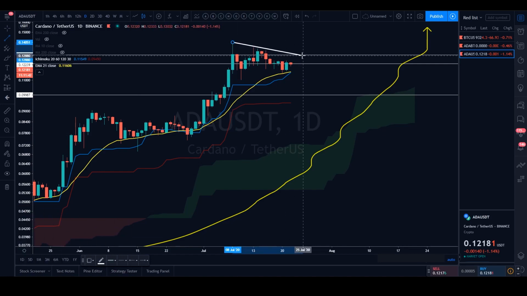I'm looking at a possible symmetrical triangle forming. Yes, if you're taking the wicks. If you're taking candle closes like I am, it's going to be a little bit more bullish, which is an ascending triangle. I think we could be putting that in, to be honest. Yeah, I mean, it can go either way.